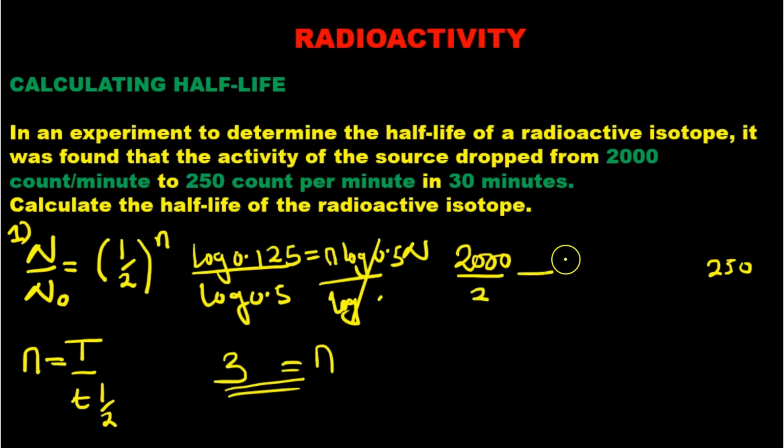And what are we going to find? We are going to find 1000. So this is the one half-life. Then we divide this one by 2. We are going to have 500. And this is another half-life. When we divide this one by 2, we are going to have finally 250.